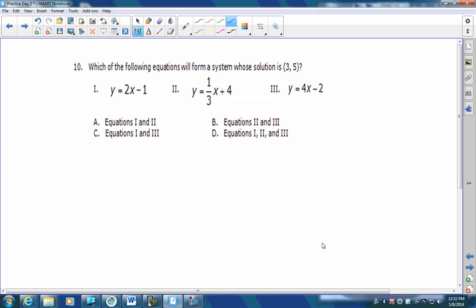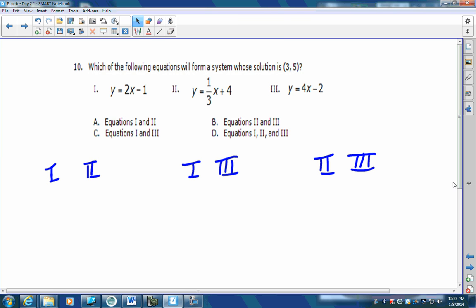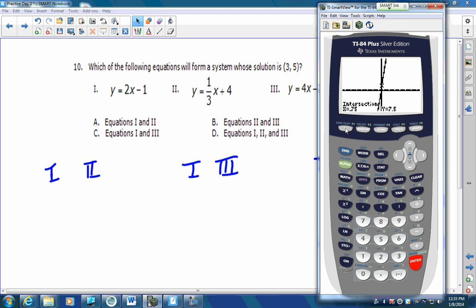The next one says, which of the following equations will form a system whose solution is (3, 5)? So first we need to check and see if 1 and 2 do. Then you need to check 1 and 3. And then you need to check 2 and 3. It's difficult to do them all at the same time. Well, you can, if you can read through all that stuff. For me, I'm going to do 2 of them at a time.